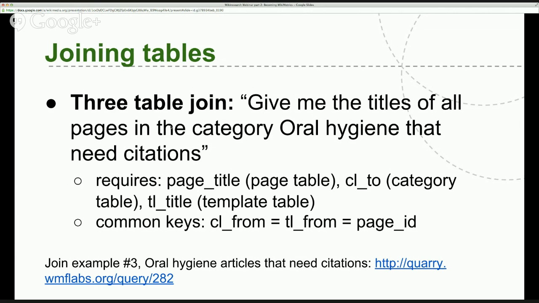Also, all of these 3 tables have a common key. So the CL from field contains the title of a page that links to the category. Ditto with the TL from field, that contains the title of a page that transcludes a template. Or rather, excuse me, these contain the numeric ID of the page, and then the page table has the page ID, a numeric ID for each individual page.